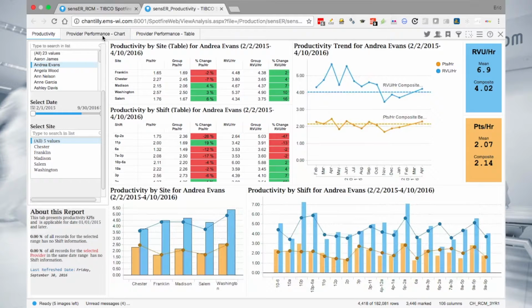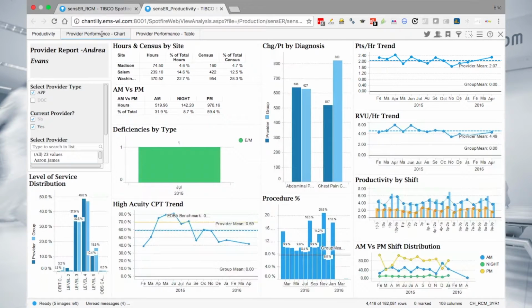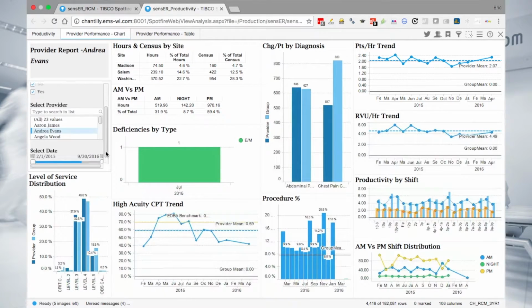Let's go into the provider performance chart in some more detail for this provider. The same sort of filters are reproduced on the left that we saw before.